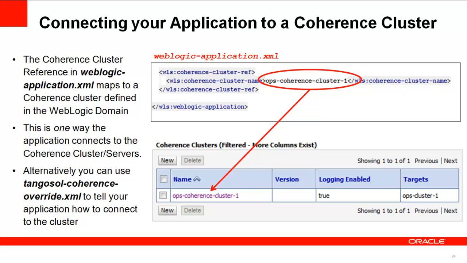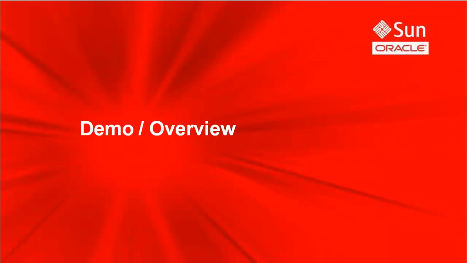Using this element, you can specify the name of the Coherence cluster that is defined within the WebLogic domain. And then the WebLogic application server will interpret this deployment descriptor and inject the appropriate Coherence configuration such that your application can talk to the Coherence cluster. You also have the option of using the Tangosol Coherence override XML file, which is what you would find in a non-WebLogic environment. So that wraps up the overview of TopLink Grid, and in the next section we'll show a hands-on demo of some of the concepts that we've covered in this video.